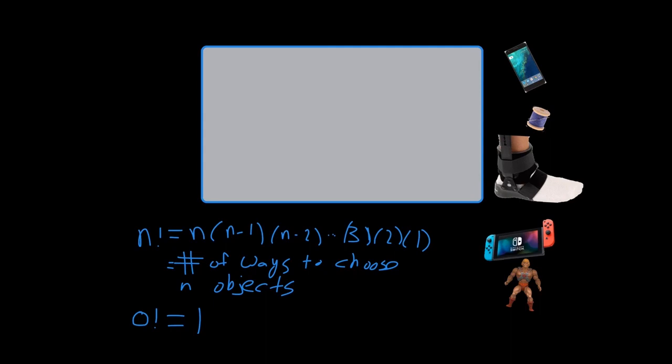And if that bugs you and you don't like that reasoning, we can talk about it in class. And if it does bug you, and it does bug some people, just think of this as a definition. We define 0 factorial to be equal to 1. All right?